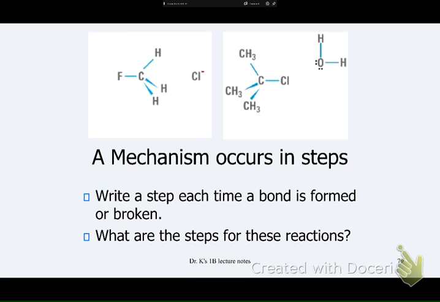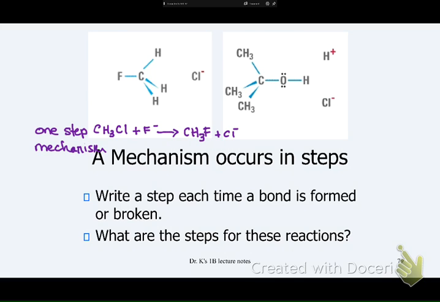Okay, so let me write that out here. Let me just put some notes here. I'm going to write this mechanism over here in a little bit. But there were 3 steps in this mechanism, and then I'll write them out in a little bit. But not all the steps happen at the same rate.